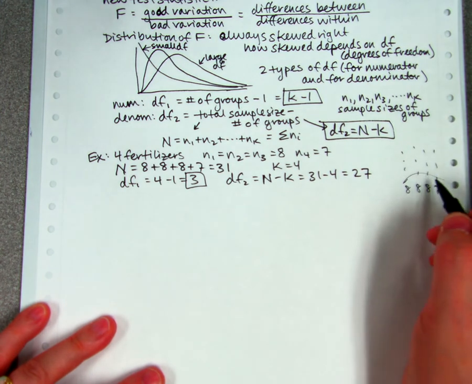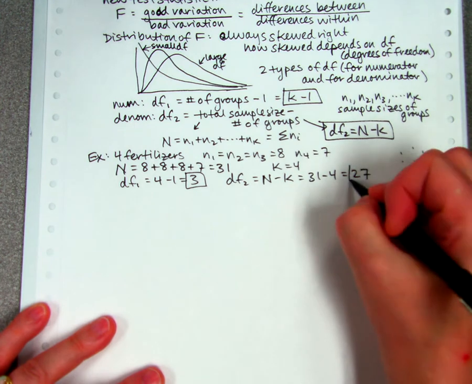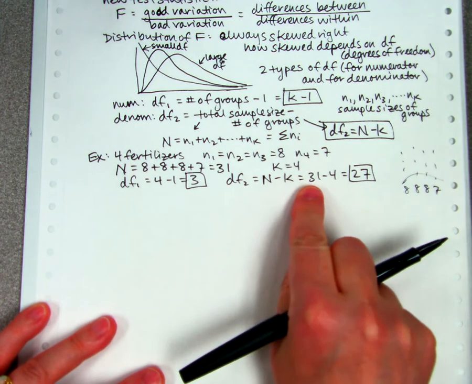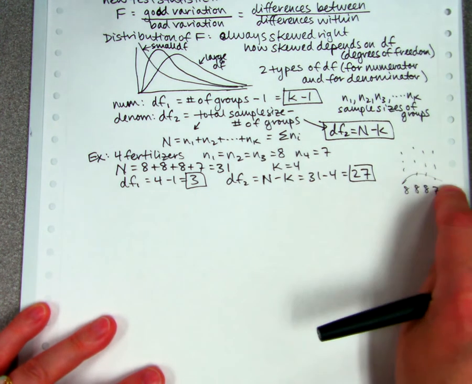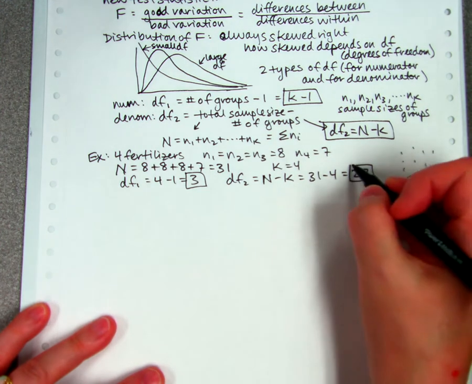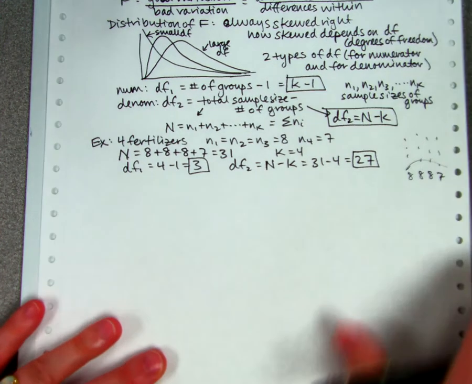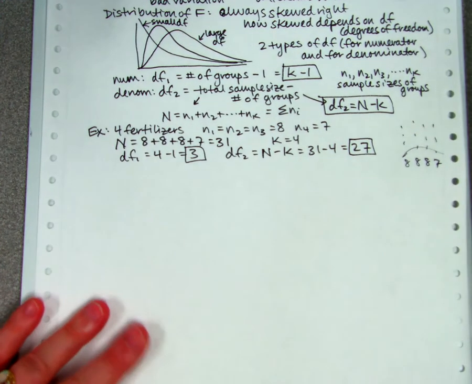Leave off 1 from each list, and that gets you df2. So the total sample size is 31, all of these put together, and then leave off 1 of each, and you have 27. We're just trying to make it so it kind of makes sense to you a little bit of what we're doing here.